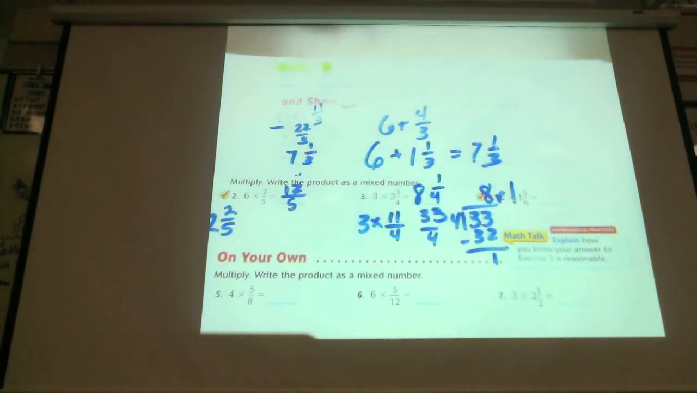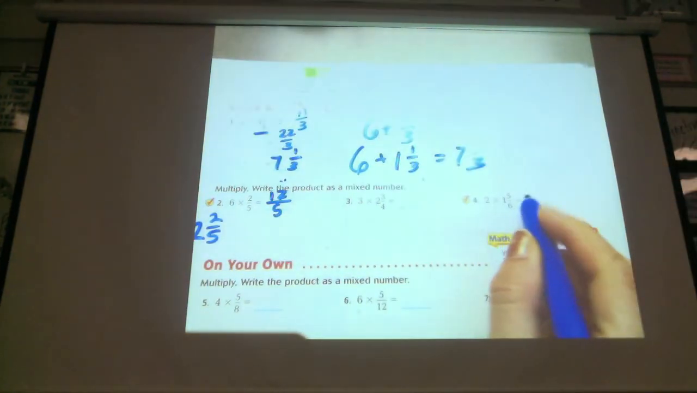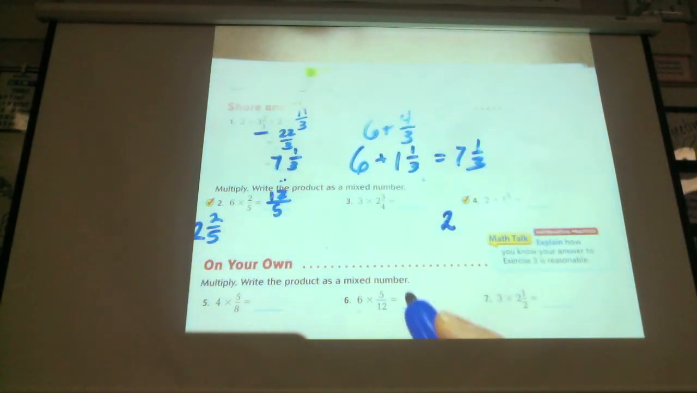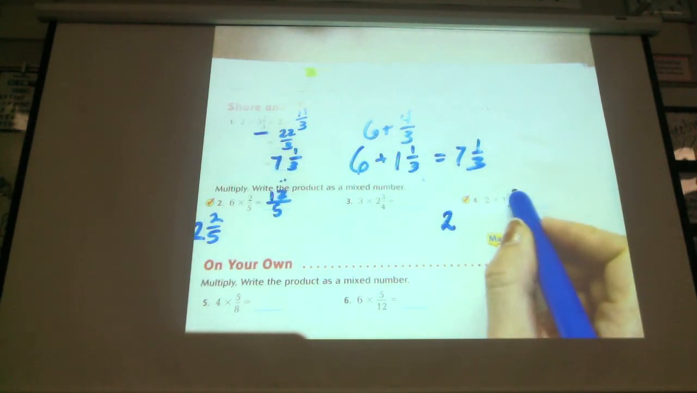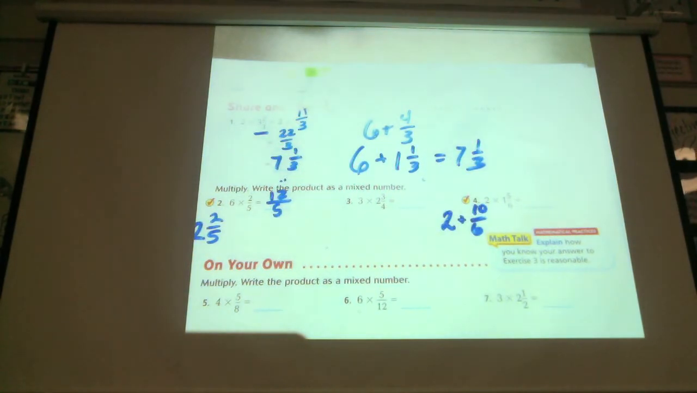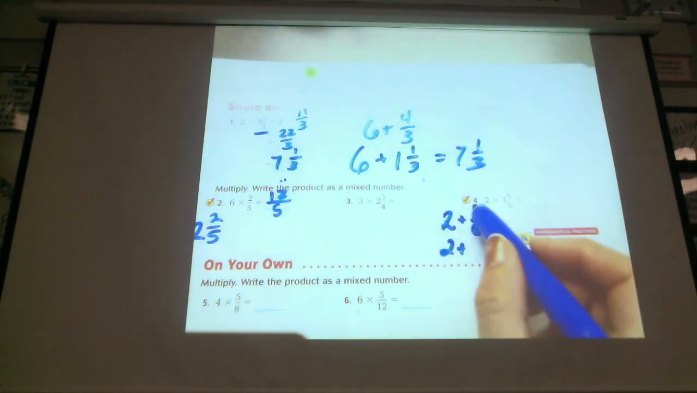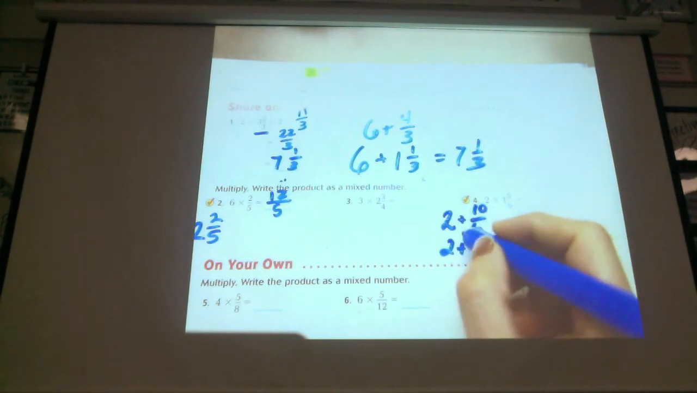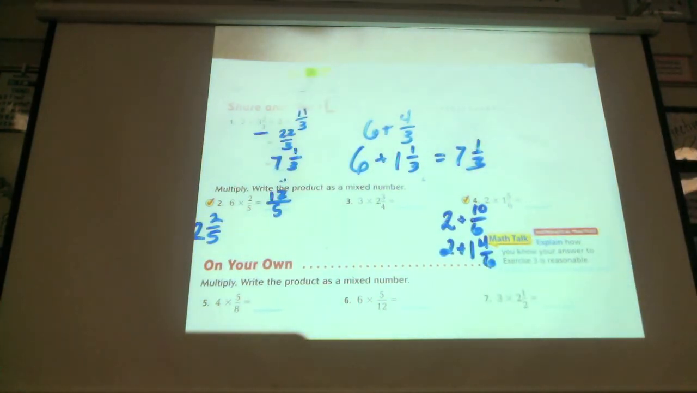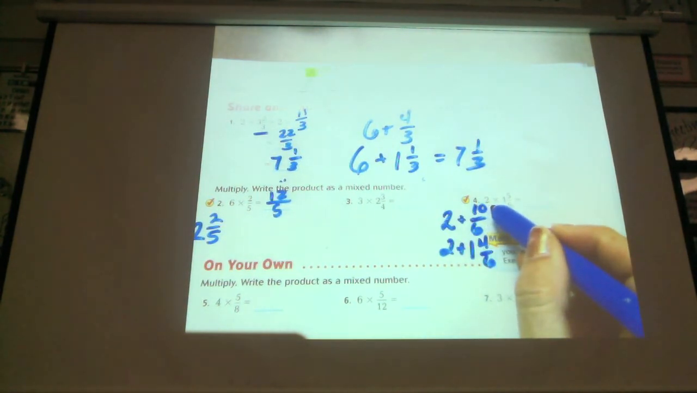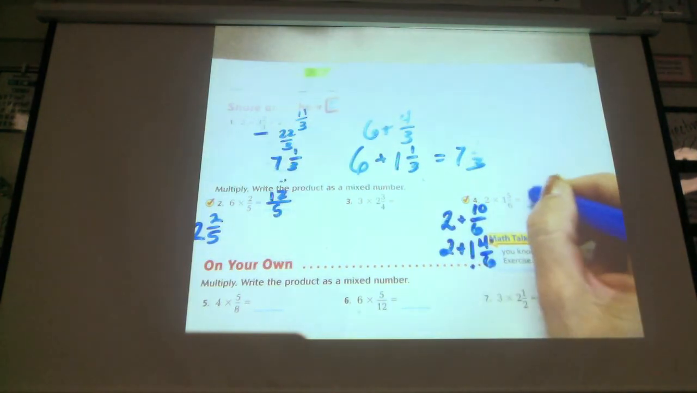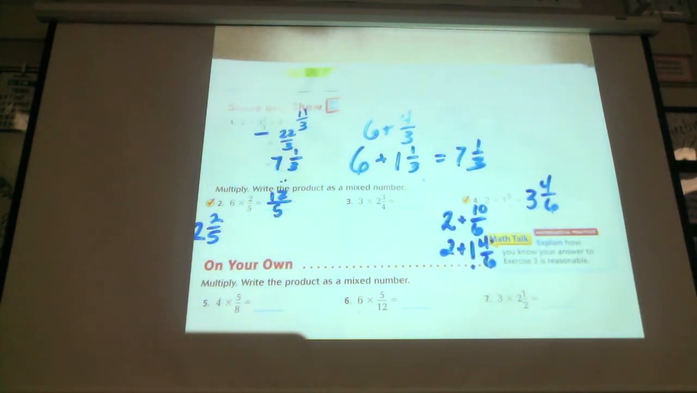2 times 1 is 2. 2 times 5/6 is 10/6. So then I have 2 plus, I have to change this to a mixed number, which is 1 4/6, because 6 goes into 10 one time with 4 left over. So 1 time with 4 left over. And so I end up with 3 4/6.